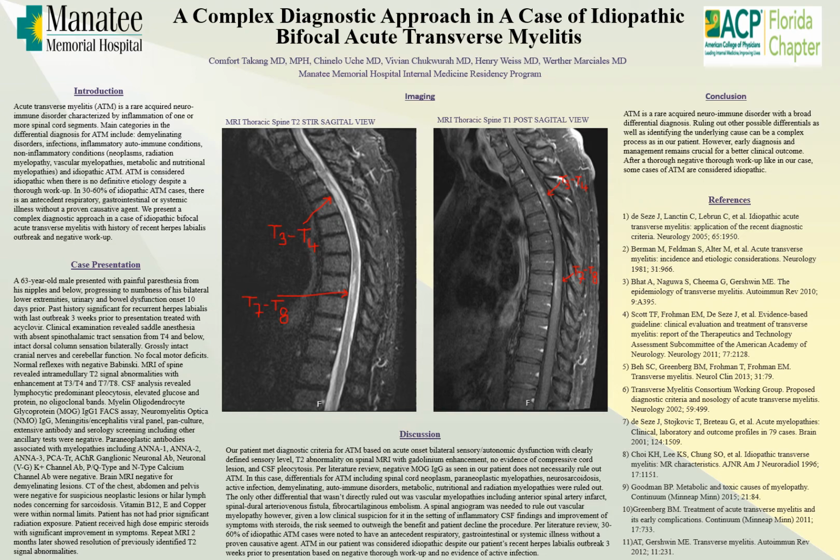This was based on the acute onset and rapid progression of symptoms, bilateral sensory dysfunction with a clearly defined sensory level, autonomic dysfunction with no evidence of compressive cord lesion, as well as CSF pleocytosis and gadolinium enhancement that was indicative of inflammation. At this point, our patient was started on high-dose pulse steroids. Next was to determine the cause of the transverse myelitis. Our goal was to distinguish between idiopathic versus secondary or disease-associated transverse myelitis.